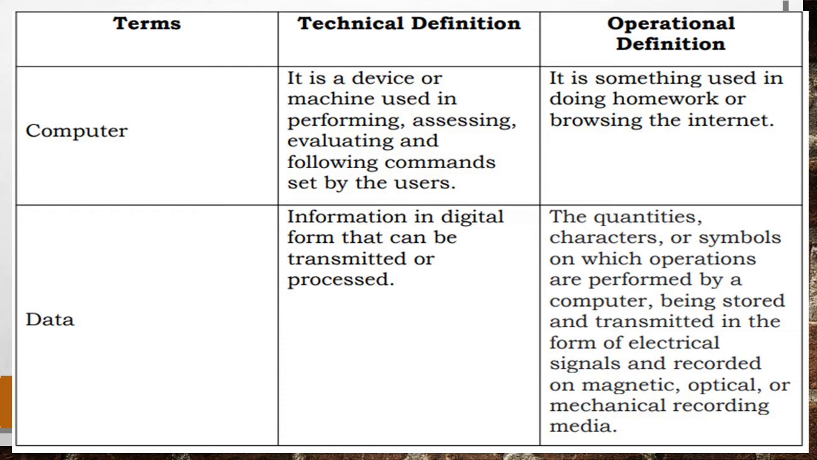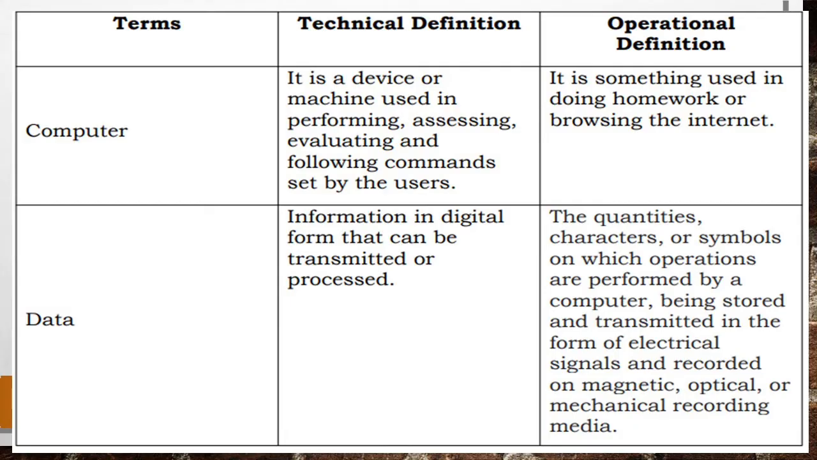The technical definition of computer is a device or machine used in performing, assessing, evaluating, and following commands set by the users. So this kind of definition is factual or based on the term itself. When we say operational definition, it is something used in doing homework or browsing the internet. So you see, when we say operational, it is how the term is being operated.